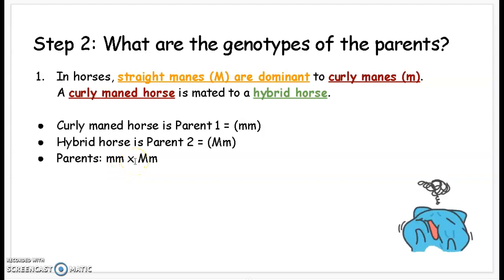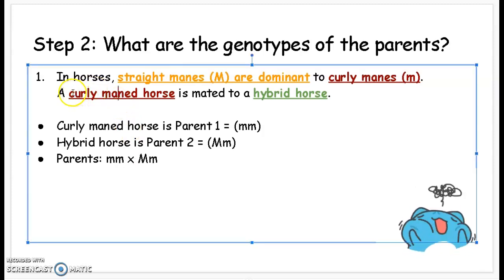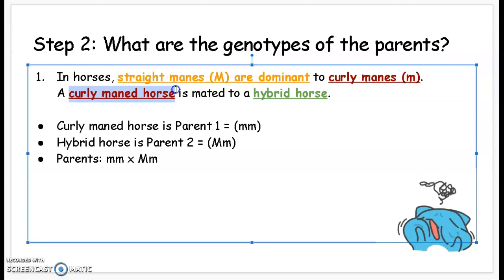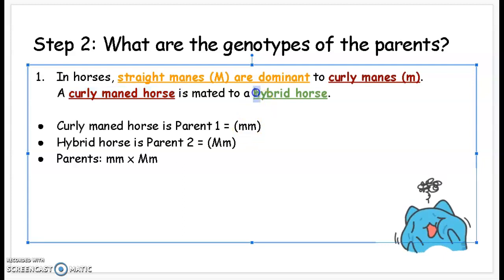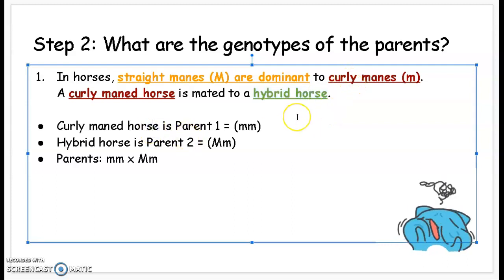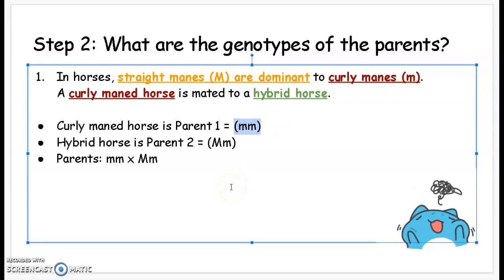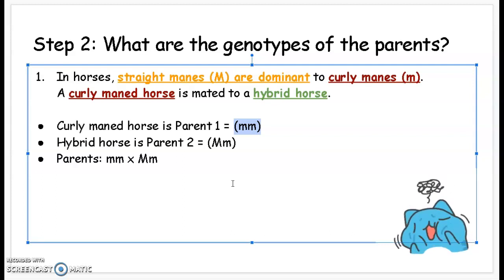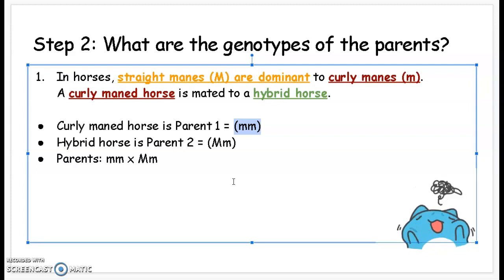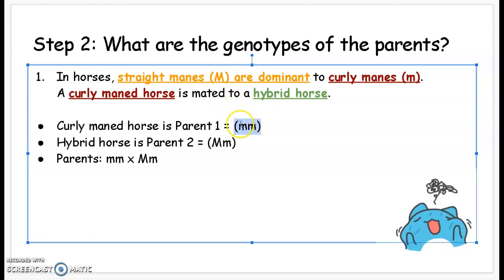Step 2, what are the genotypes of the parents? And so, we know the parent. Parent 1, curly maned horse. Parent 2, hybrid horse. And so, since we know curly maned is recessive, parent 1, both alleles has to be lowercase because it's a recessive trait. In order to express recessive traits, both alleles need to be recessive. And so, 2 little m's, that's parent 1.